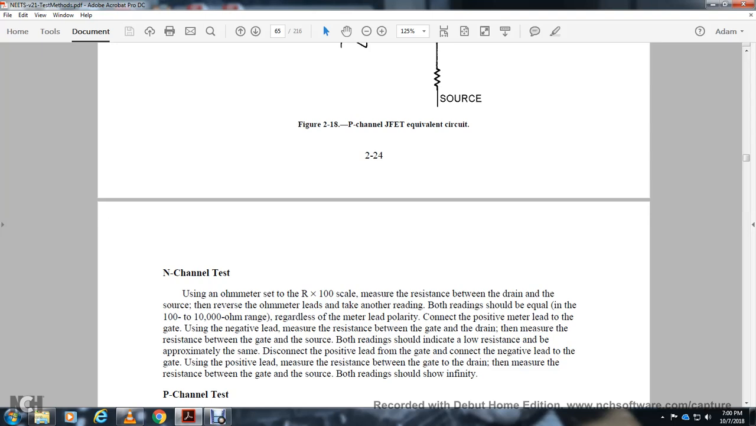For your negative channel test, use the ohmmeter on the resistance times 100 scale to measure the resistance between the drain and the source. Reverse the ohmmeter leads and take another reading. Both readings should be equal in the 100 to 10,000 ohm range regardless of the meter lead polarity. Connect the positive lead to the gate and with the negative lead measure the resistance between the gate and the drain, and between the gate and the source.